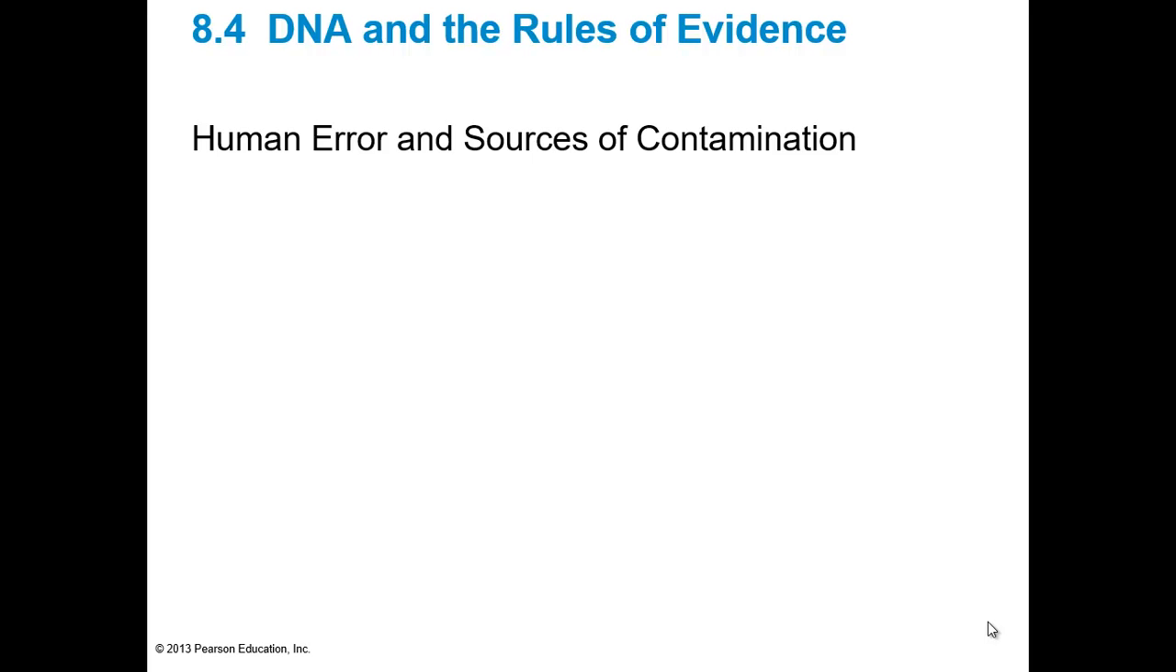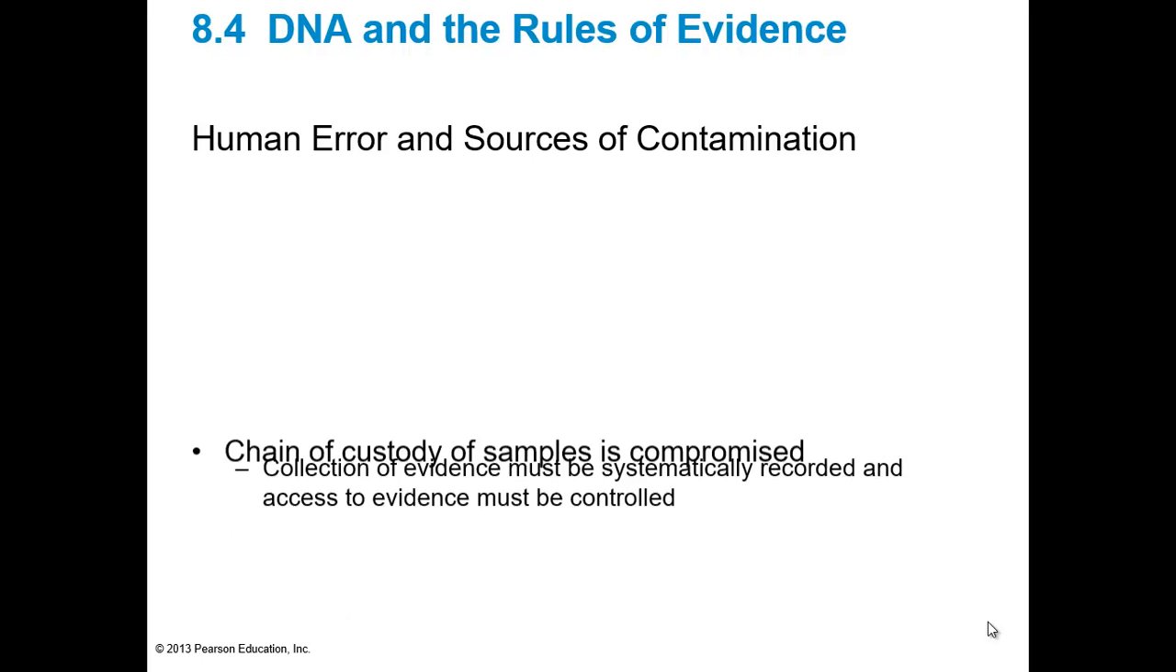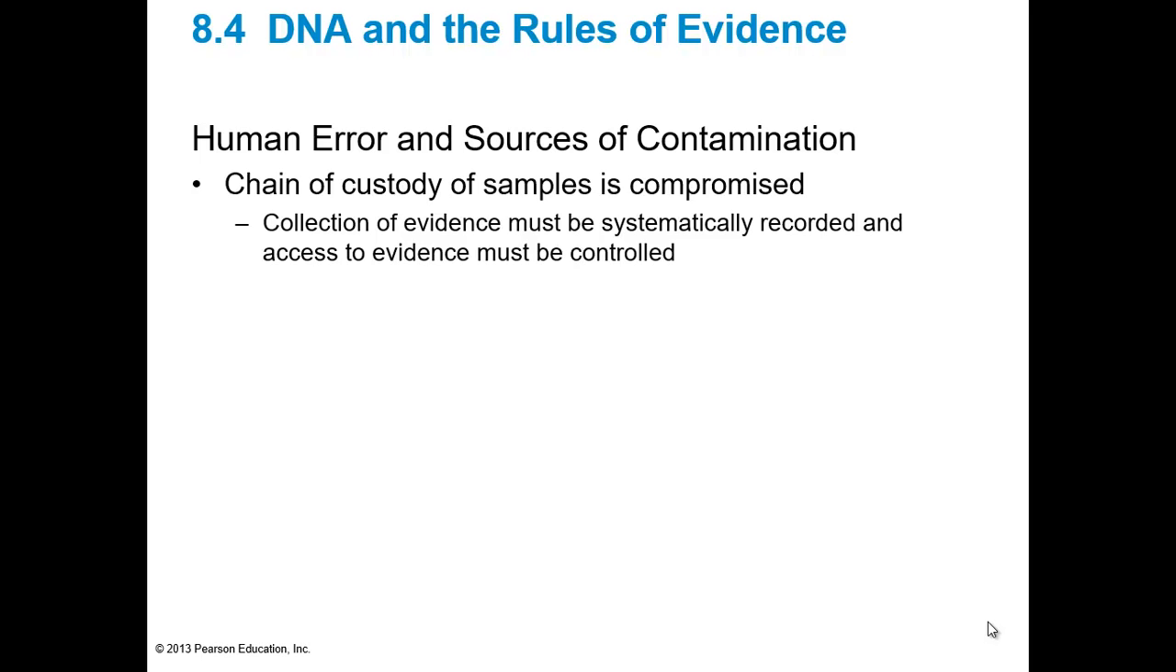So we have to look at what are the sources of contamination. You have to record who had the evidence when. That's called chain of custody. And the access to the evidence must be controlled. Obviously, the defense attorneys, prosecuting attorneys, everybody is going to want the evidence. So it's very important to establish a chain of custody just in case the evidence is altered.